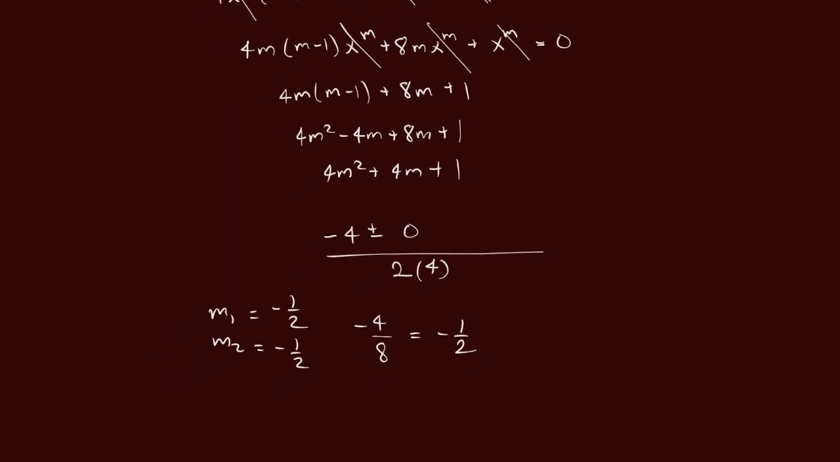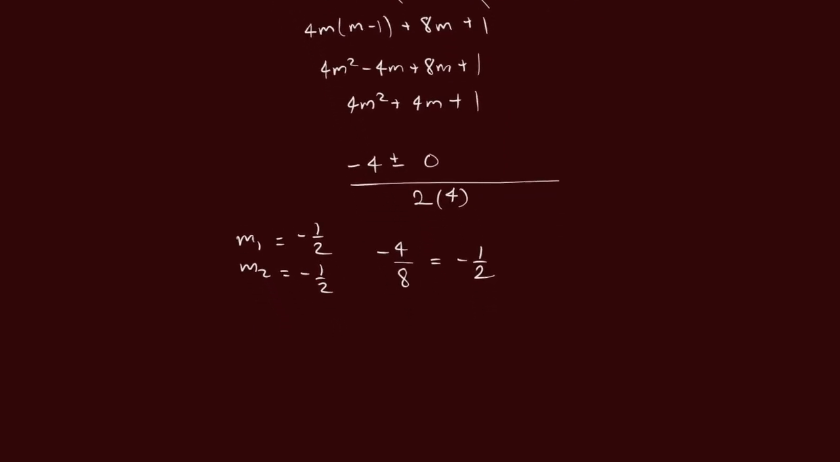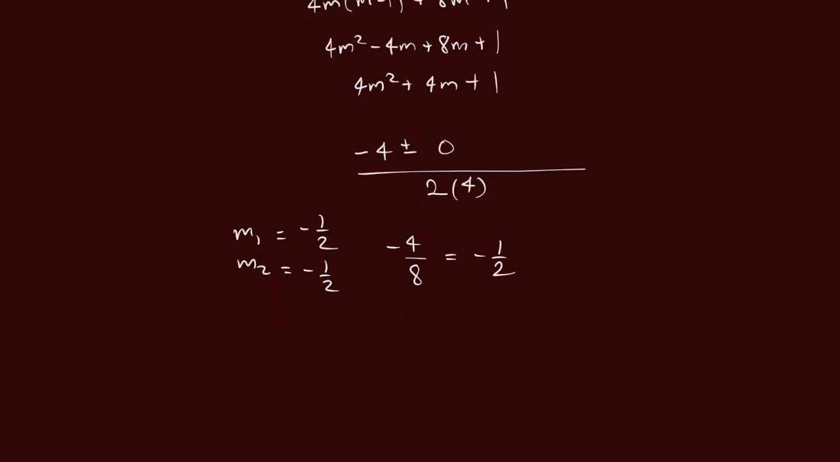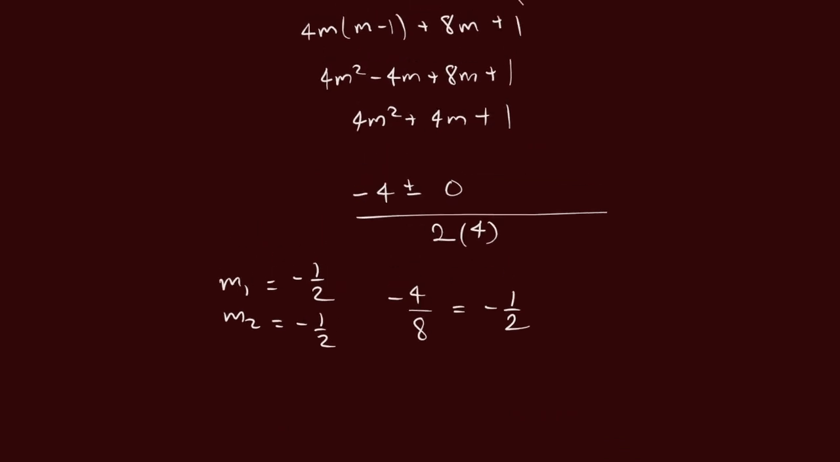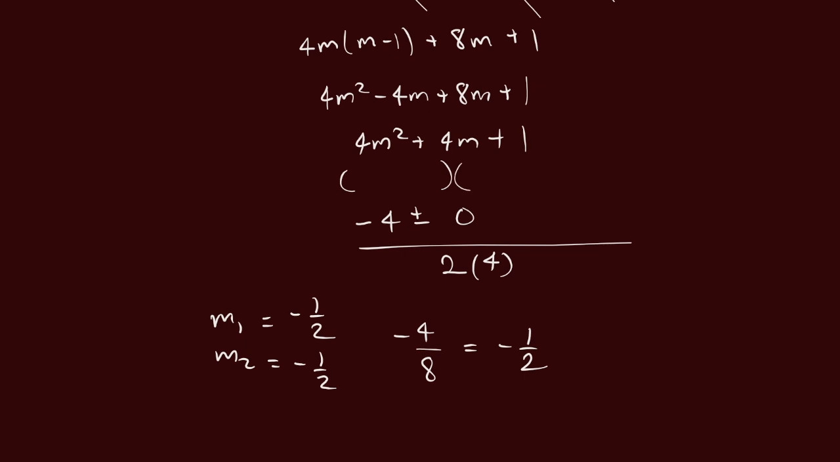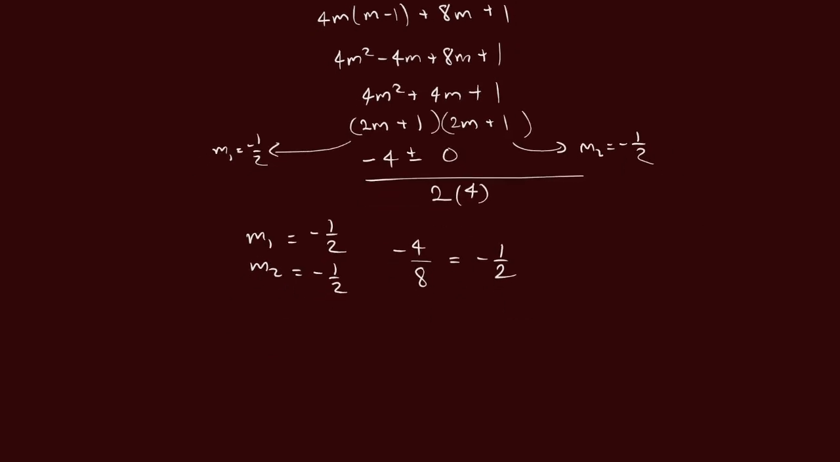Okay? So what that pretty much means is we have two solutions that are equivalent to each other. Oh yeah, and another way to see it is if you were to factorize this, I should have also shown it here. But yeah, so see how m1 is equal to minus 1 over 2, m2 is equal to minus 1 over 2. So we see there are two roots that are the same.